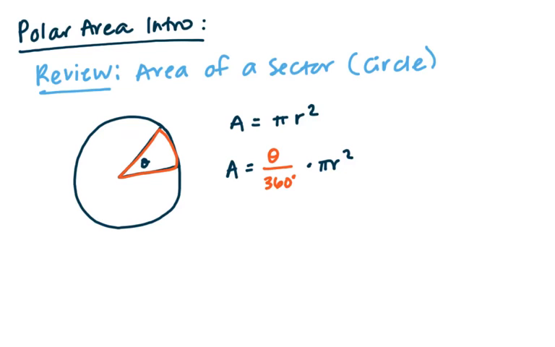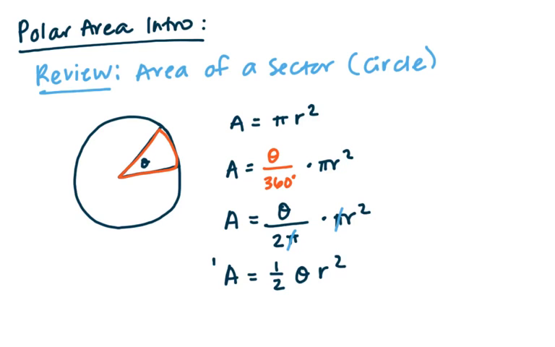Now, the thing is, in calculus, we typically are working in radians, so we'll be using 2 pi, and when we simplify this, the pi's go away, and you simply get an area formula of 1/2 theta r squared. Okay, so that's the first thing I want to remind you of before we really get going here and talk about polar area.